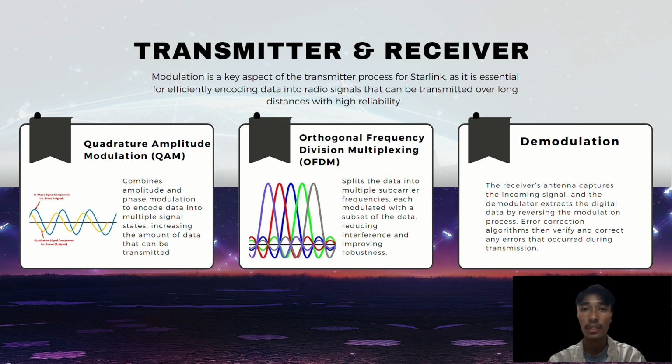And for the demodulation in the receiver, so the receiver's antenna capture the incoming signal, and the demodulator extract the digital data by reversing the modulation process. Error correction algorithms then verify and correct any errors that occur during transmission.